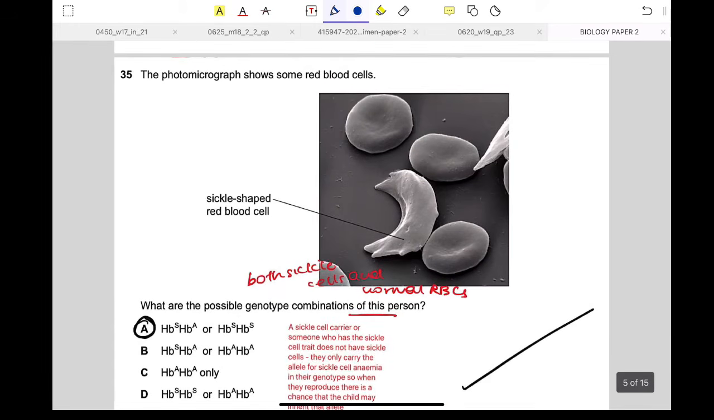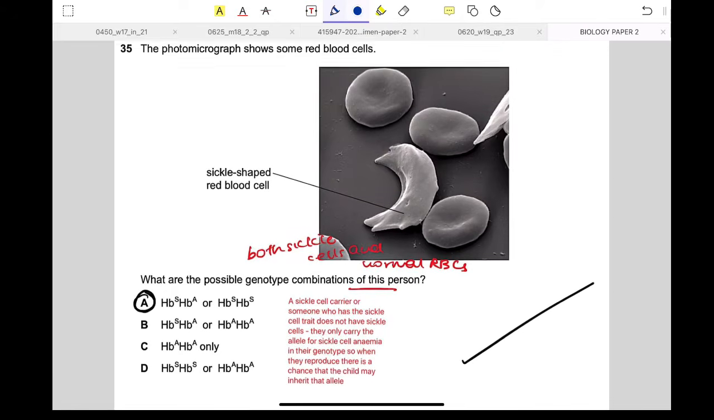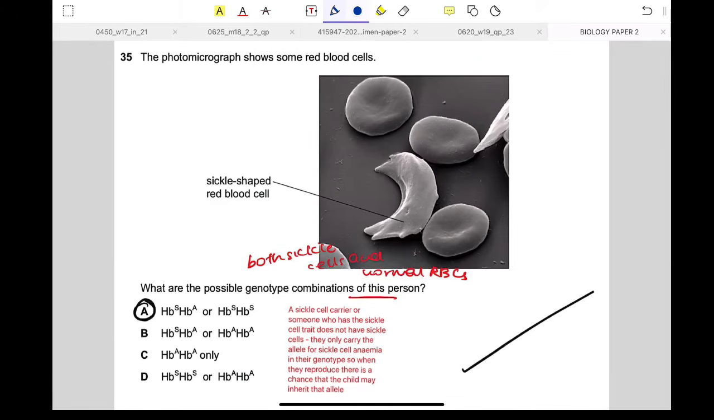Now the photomicrograph shows some red blood cells. What are the possible genotype combinations of this person? This is a sickle cell trait, or basically this is someone's genotype who actually has sickle cell anemia, because typically someone who does not have sickle cell anemia but has a sickle cell trait, which is someone who is a carrier of sickle cell anemia, will not have sickle cells, but they will have the allele that codes for the sickle cell trait.